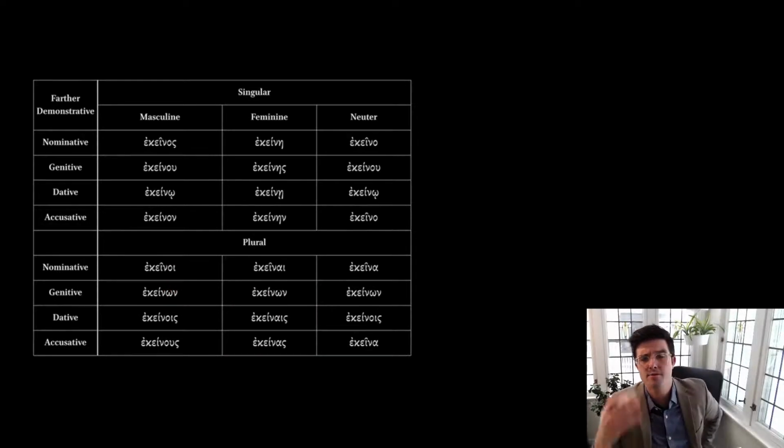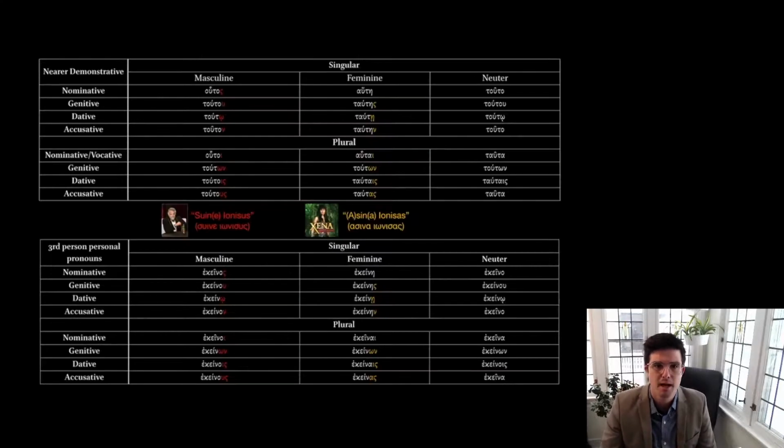And then to give you the paradigm here of the farther demonstrative, which as to its endings is going to look exactly the same as the paradigm of the nearer demonstrative. And both the nearer and the farther demonstrative, their endings line up with our mnemonic for the second and first declension respectively. And I realize that this is all very small right here. I'm going to, on the next slide, zoom in a little bit for us.